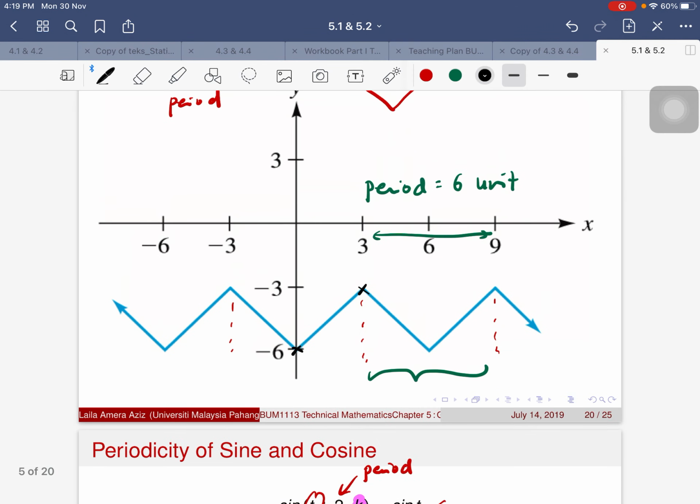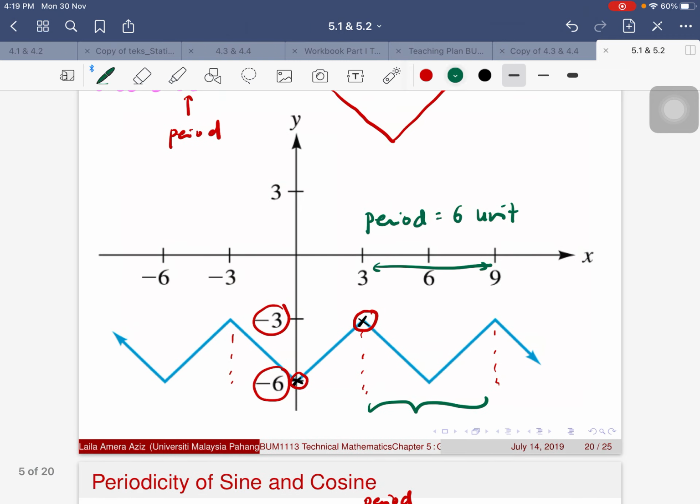If I refer back to the example that I showed you in 5.1 for the case of a periodic function, we can identify that the maximum value is at -3 and the minimum value is at -6. If I wanted to find the amplitude, the maximum is -3, minus the minimum value of -6, divided by 2. So I will end up with -3 plus 6, divided by 2. My amplitude value is going to equal 3/2.